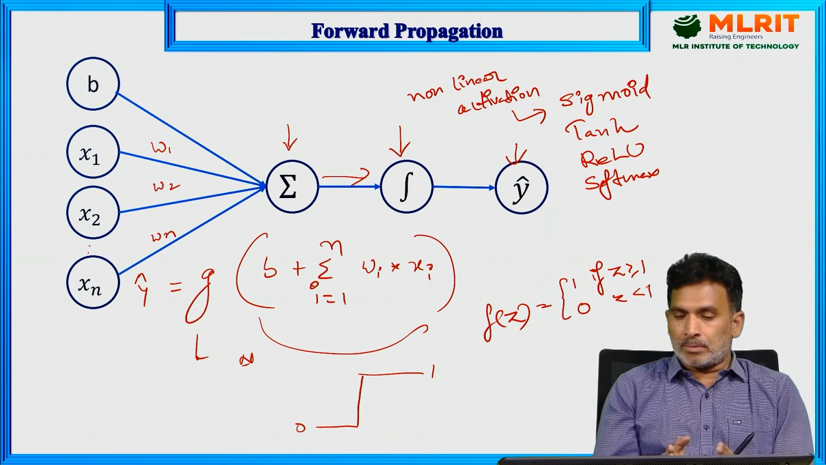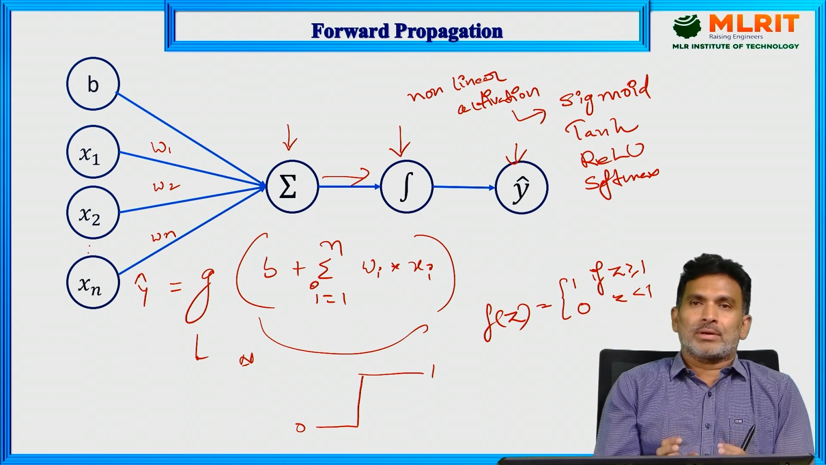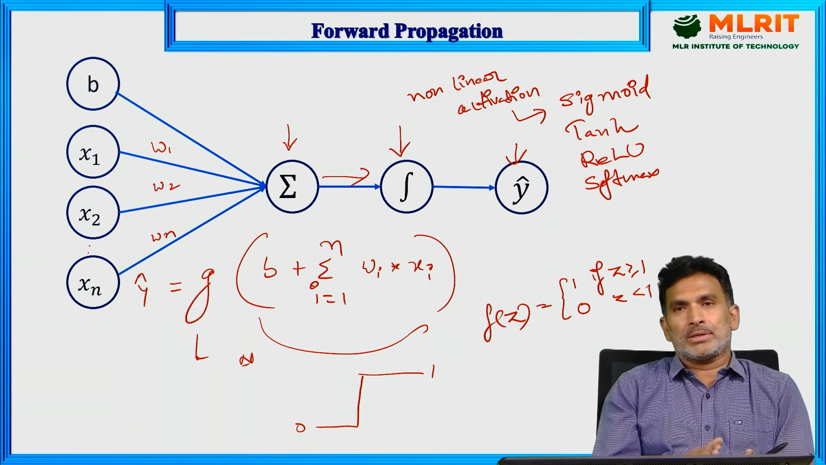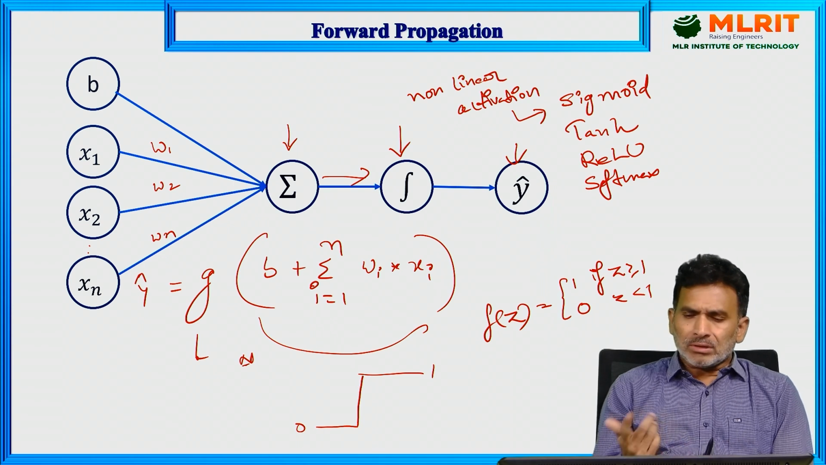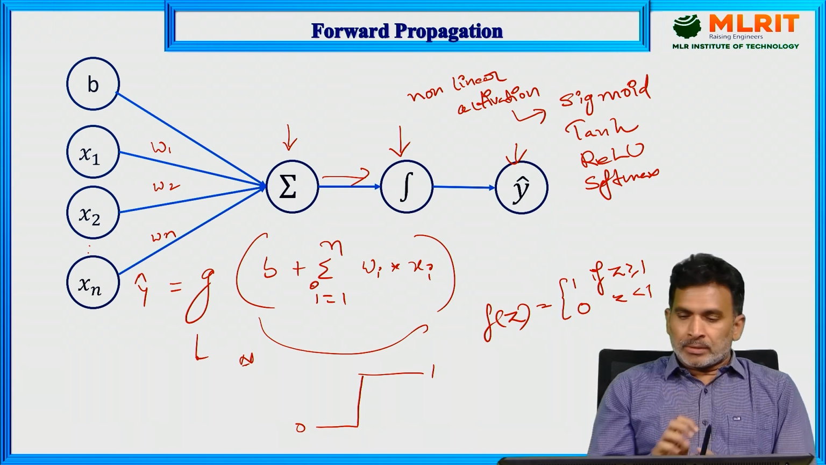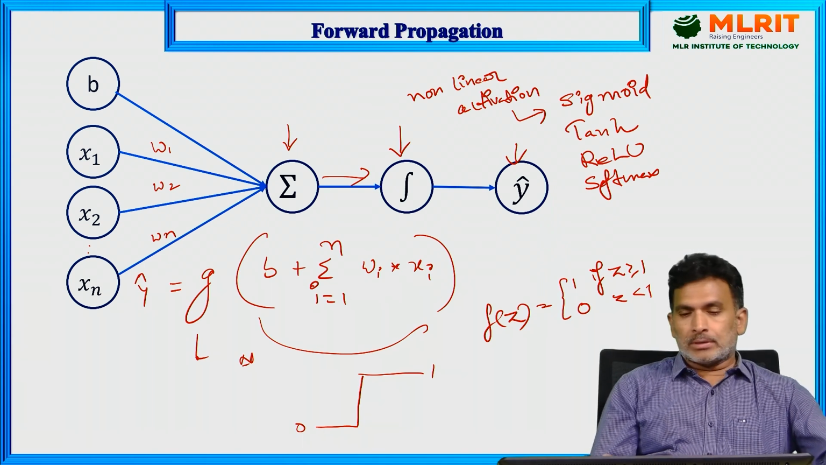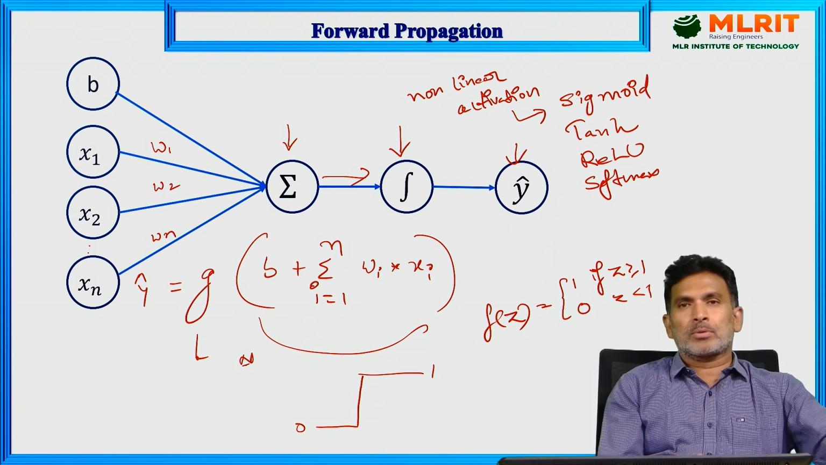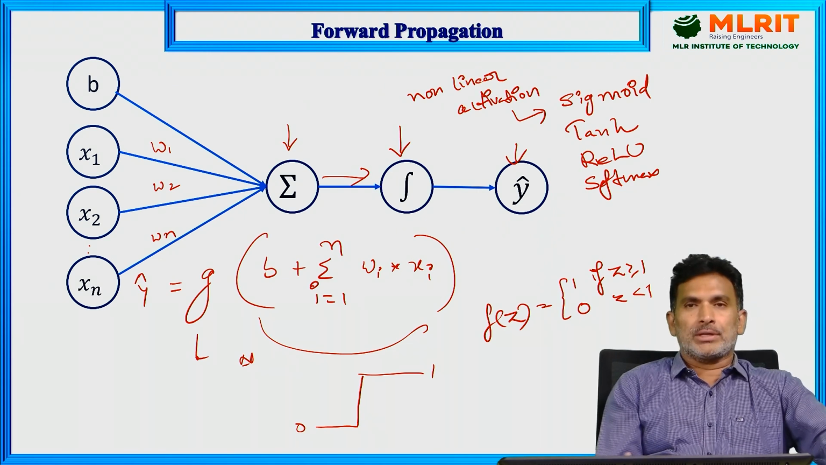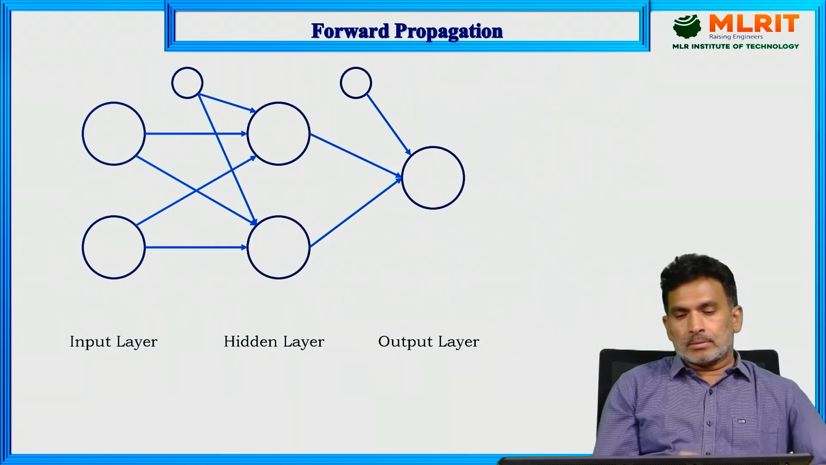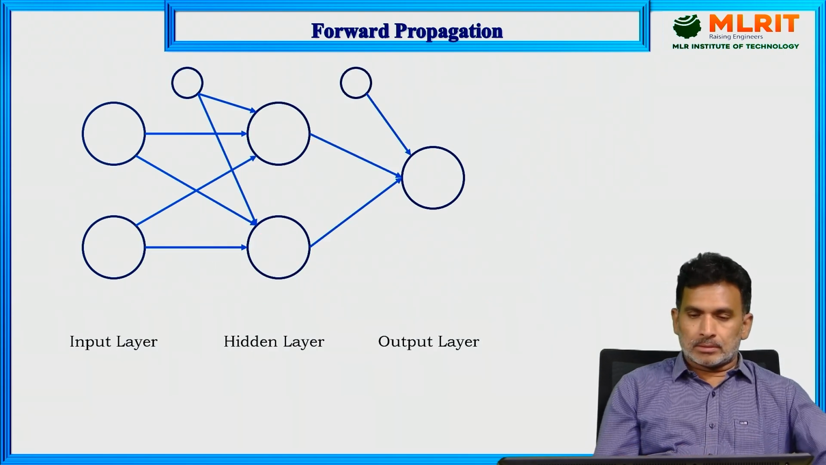No need to worry about it. This is just a quick overview of how the information is processed from one layer to another, up to the output layer, and how the error is measured. All these concepts will be discussed later. So this is how the information is propagated. This is called forward propagation.